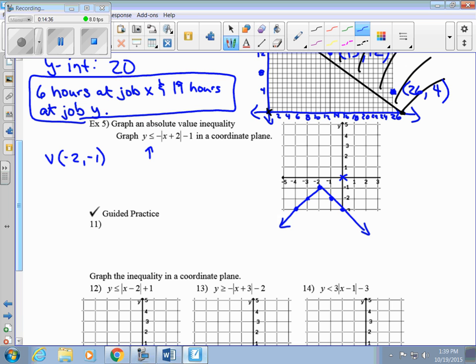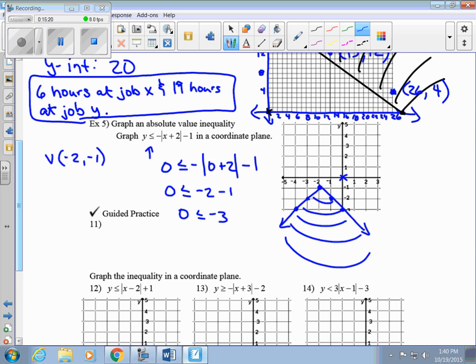So let's put it in. We put in 0. So y is less than or equal to negative absolute value of 0 plus 2 minus 1. So 0 plus 2 is, and y is 0 as well, right? Because we're using the ordered pair 0, 0. So 0 plus 2 is 2. The absolute value of 2 is 2. So now it's going to be a -2 minus 1, which is negative 3. So 0 is less than or equal to negative 3. So is that true? Is 0 smaller than negative 3? No, it's not. So that means we're going to shade everything on the inside of that graph. So our solution will be everything inside our V.